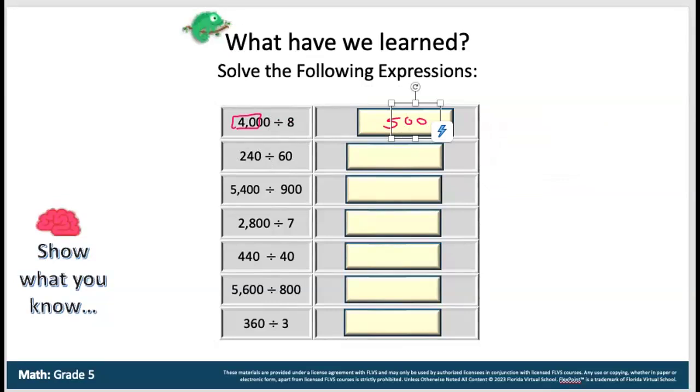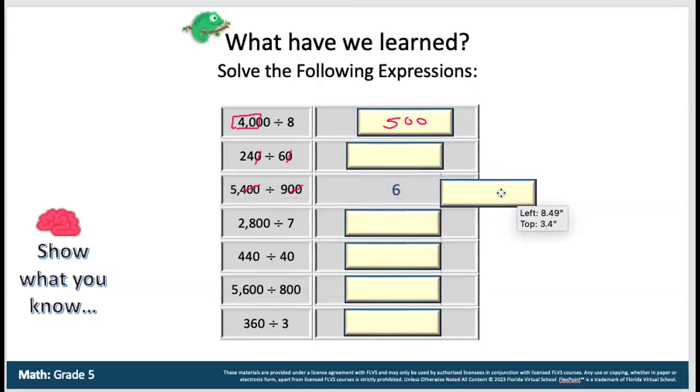Okay, let's try another one. 240 divided by 60. Okay, same thing. I know I can cancel off those zeros. Okay, 24 divided by 6. So I know I should be getting 4. Let's see. Yeah. 5,400 divided by 900. Okay, I'm going to take those two place value holders off. So 54 divided by 9. I know 9 times 6 is 54.